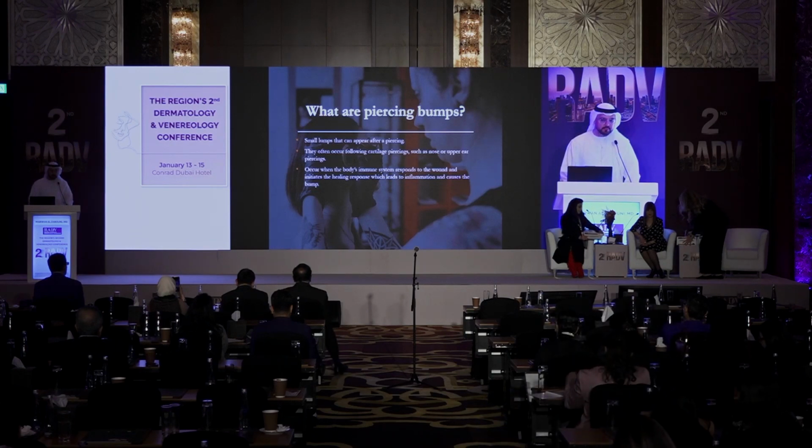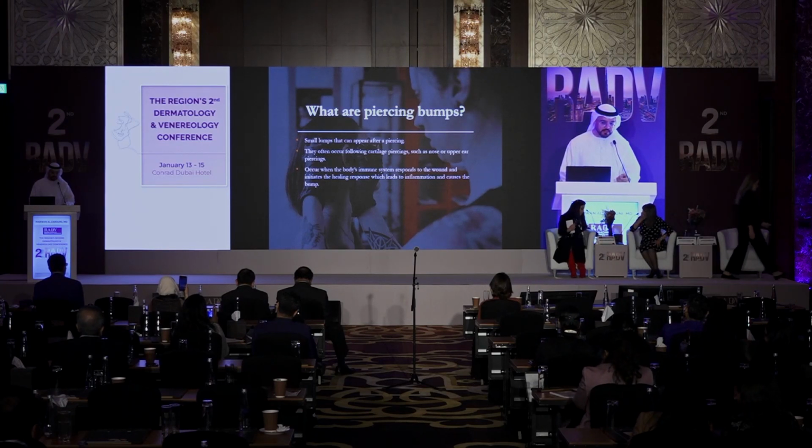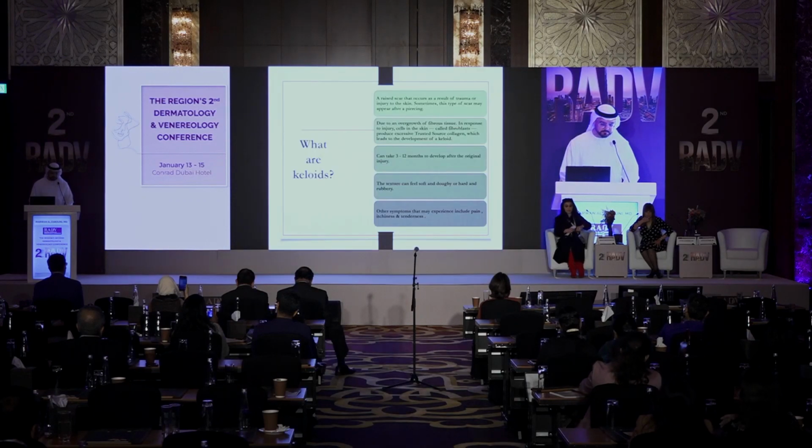We have to differentiate between the piercing bumps and the keloid. In the piercing bumps, we have a small lumpy area on the piercing side, sometimes followed with inflammation if it is related to the piercing of the cartilage also. And these type of bumps increase if the patient has any body immune system response.